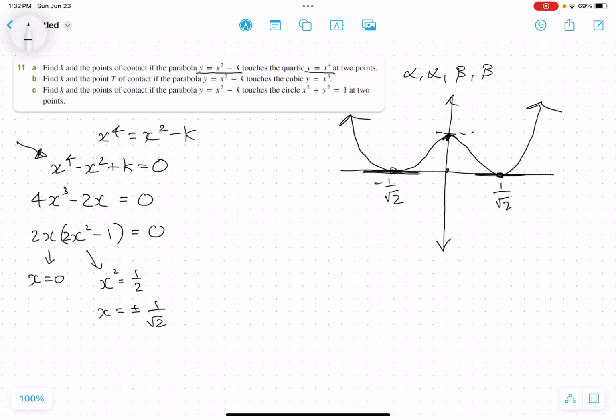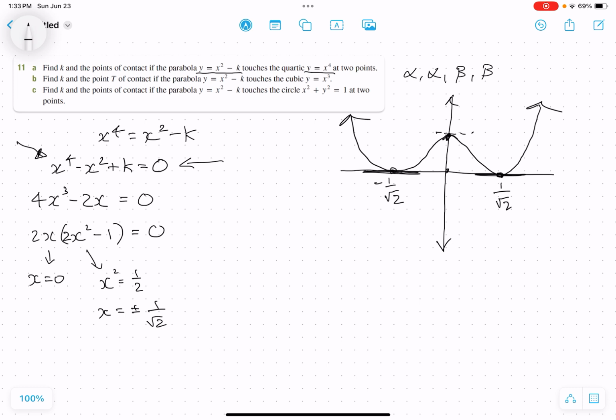Now, what does that mean? If we want to find k and the points of contact, that means that x equals 1 on root 2 at that point, or negative 1 on root 2. So if I put that in this equation, we should be able to find k, right? Because they're the roots of the equation, double roots of the equation.